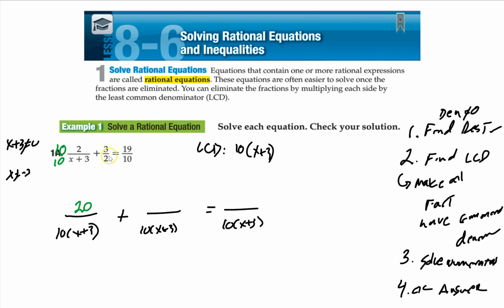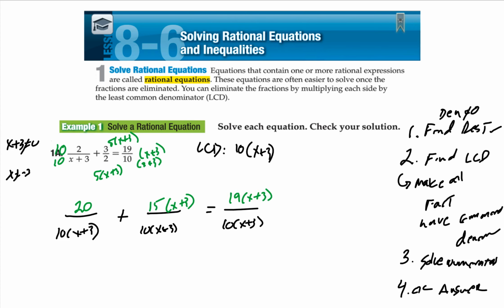This one's probably missing the most, right? All you have is 2. You need to get to 10 times x plus 3. So you're missing a 5 and an x plus 3. So multiply everything by 5 times x plus 3. And you're going to get 15, 3 times 5 is 15, x plus 3. I'll simplify that more later. And then finally over here, all you have is the 10. You're missing the x plus 3. So multiply by x plus 3. So this will be 19 times x plus 3.